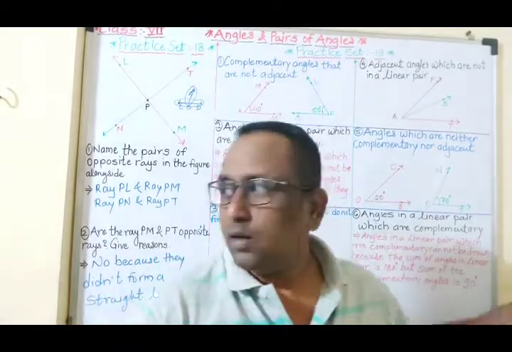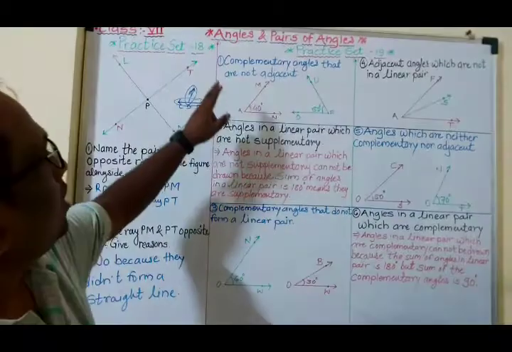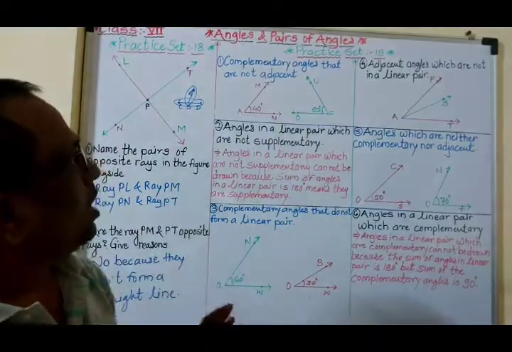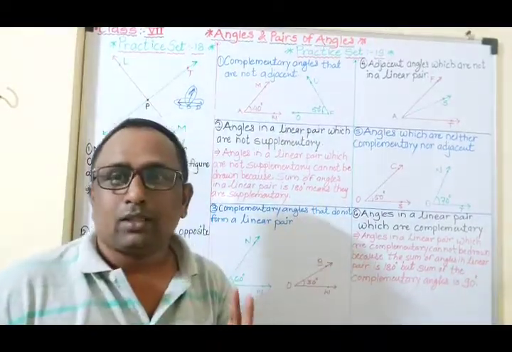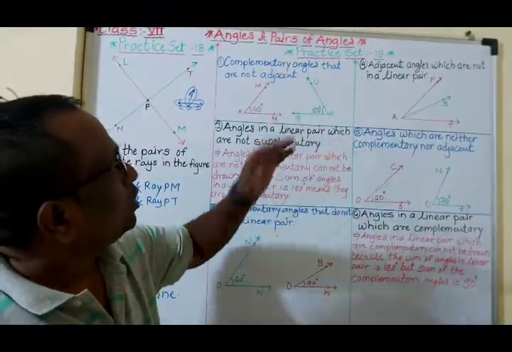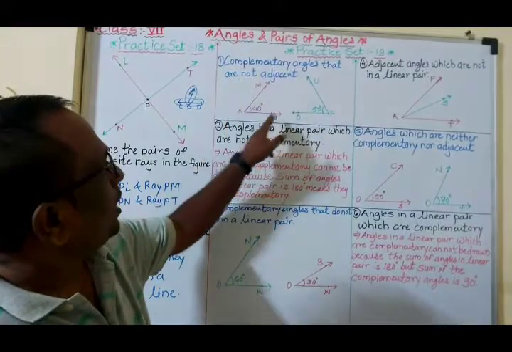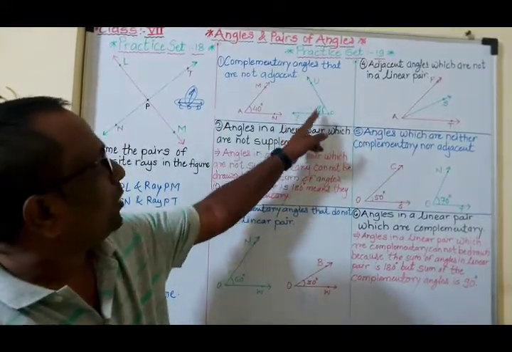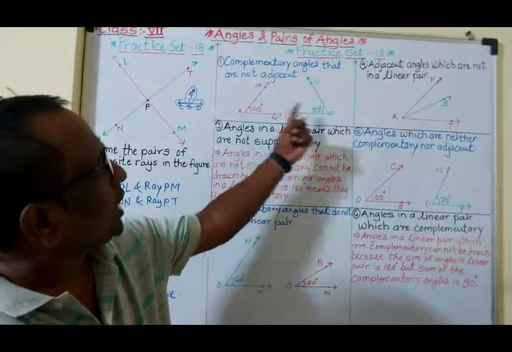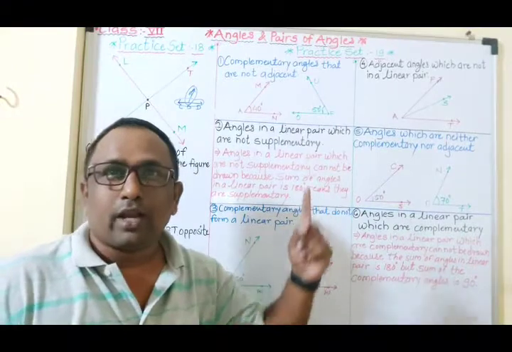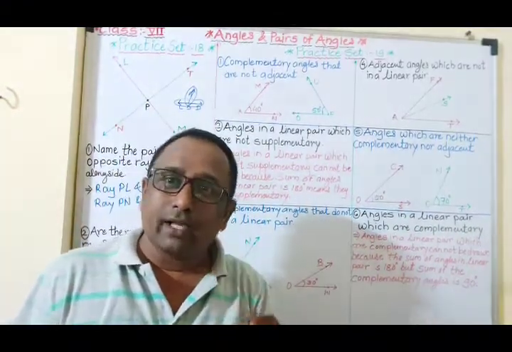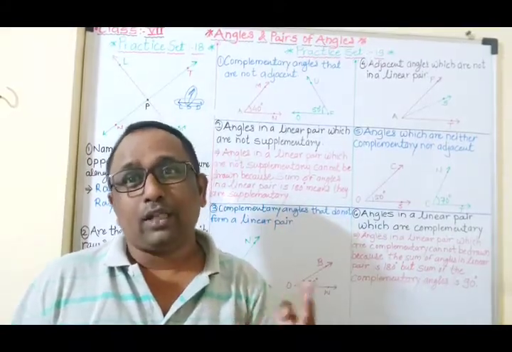Now here, complementary angles that are not adjacent. Complementary angles means the sum of the measures of the angles is 90 degrees. So complementary angles that are not adjacent, we can draw that. See here, angle MAN and angle UFO. So 50 plus 40 is 90, so these are complementary angles. But can you see these are not adjacent angles? Adjacent angles, I told you, are two angles having a common vertex and a common arm as well as separate interiors.